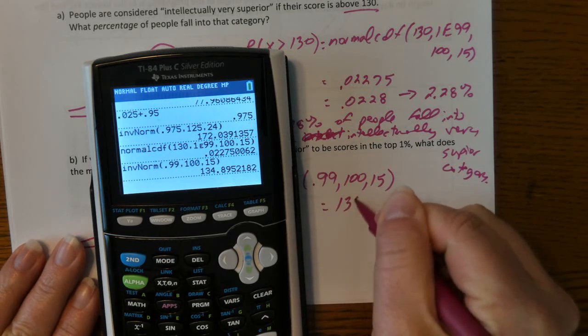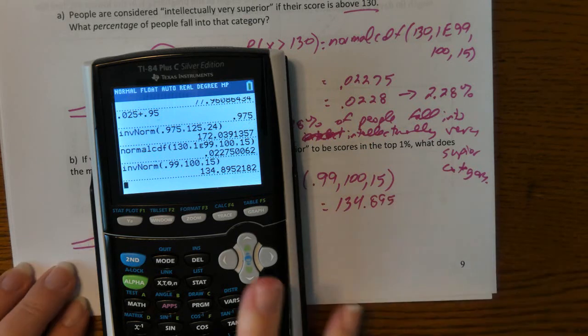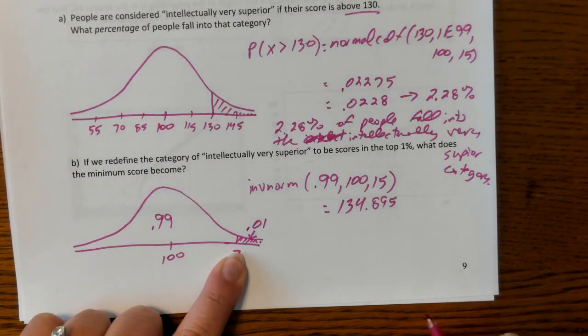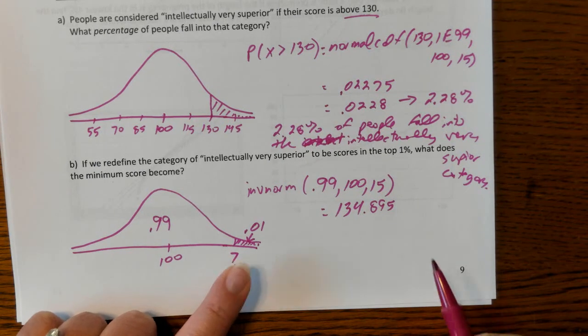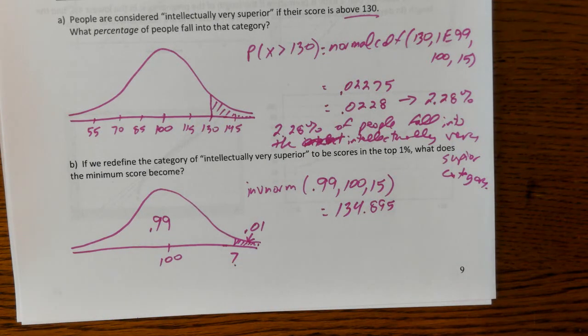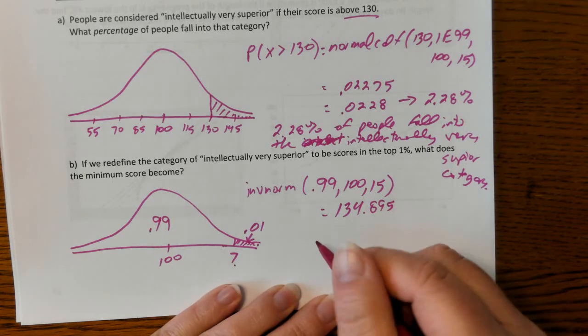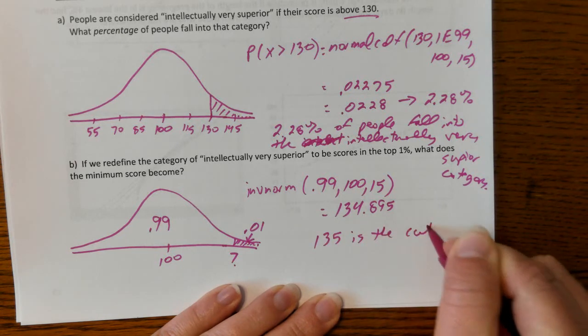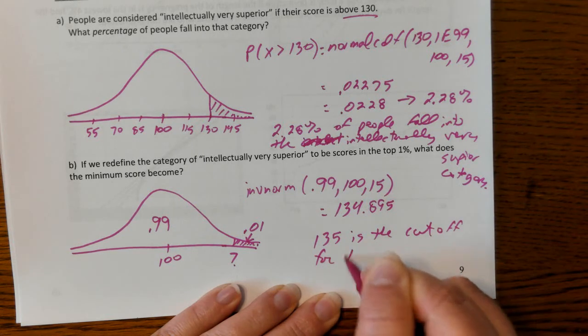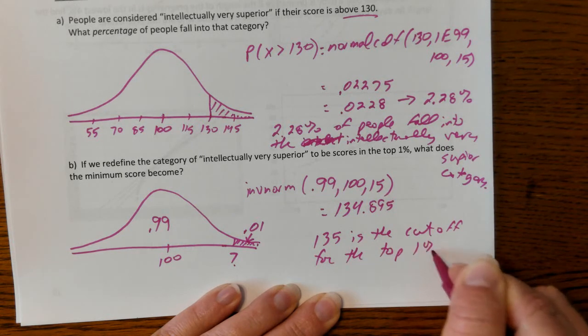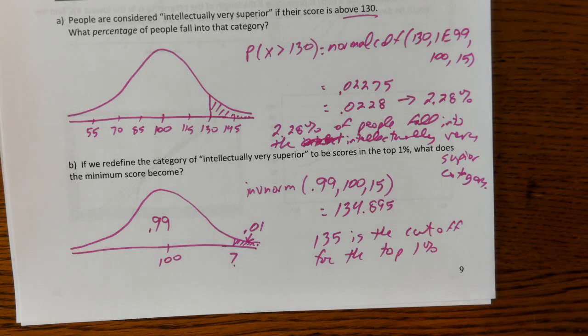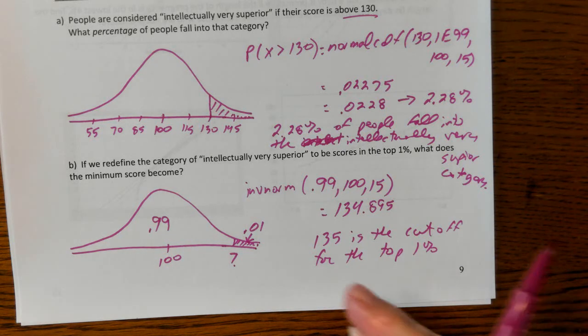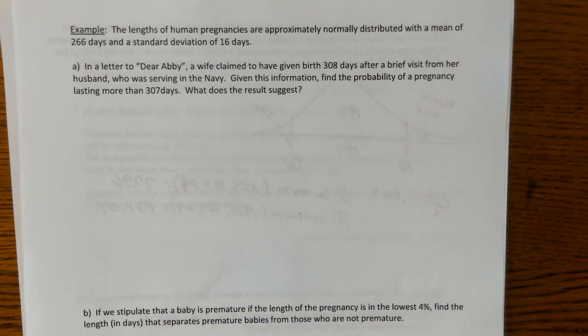We get 134.895. Now remember, this is a cutoff number that we're finding, so we probably want to round that off to a whole number, actually. I don't know that you can get a decimal score in an IQ test. So to the nearest whole number, this would be 135. So 135 is the cutoff for the top 1%. If you got a 135 or higher, you would say, yeah, I'm in the top 1% of the smartest people. All right. This is an interesting problem. I think this one's kind of funny.